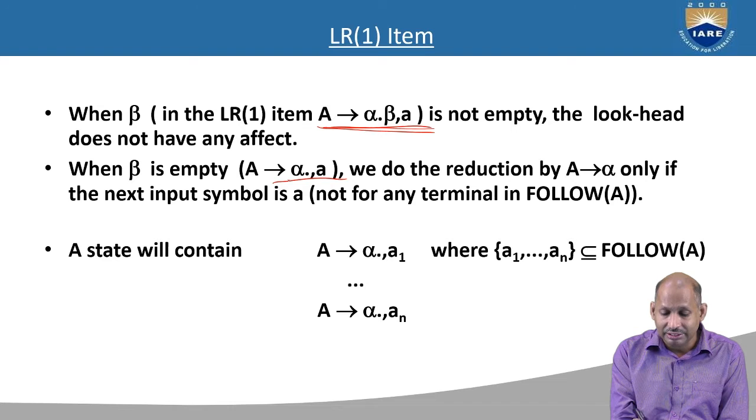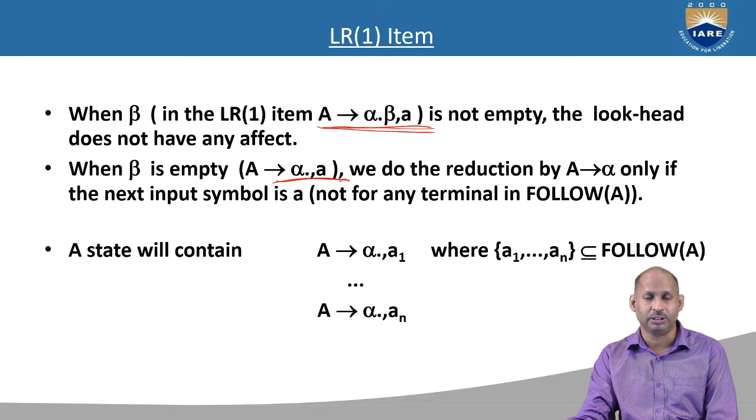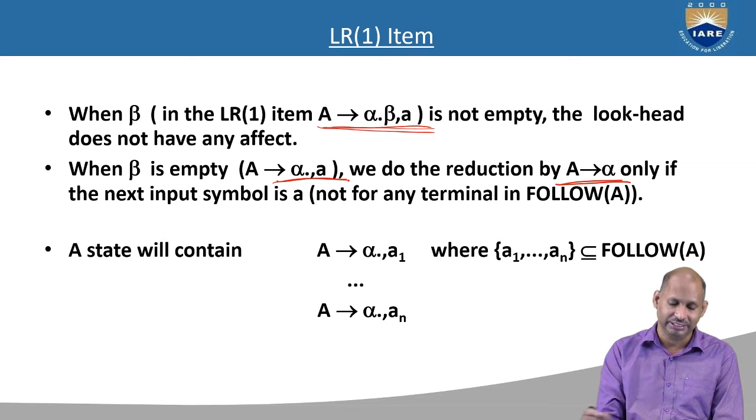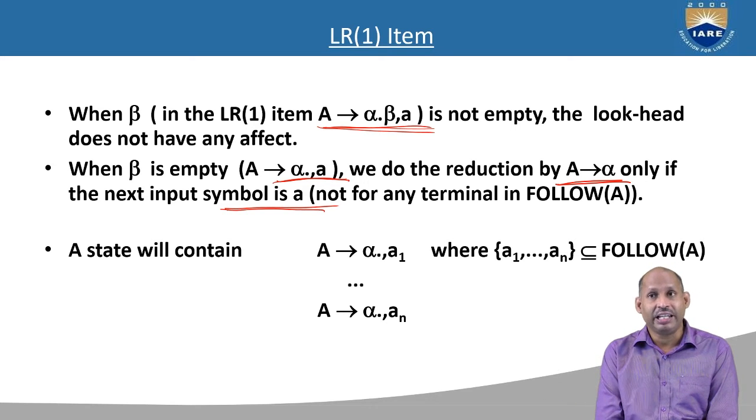But here the beta is empty. In this production, beta is empty. Then we will perform a reduction of A gives alpha only if the next input symbol is a. Only when the next input symbol is a. So the canonical LR parsing method uses LR(1) items. The SLR parsing method uses LR(0) items. The difference between LR(1) and LR(0) is that we add additional information to the production.